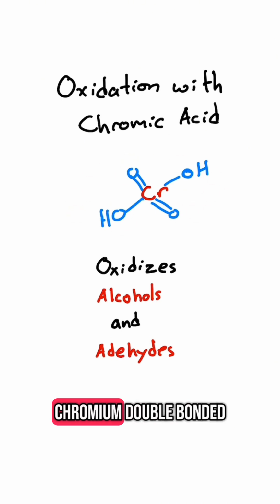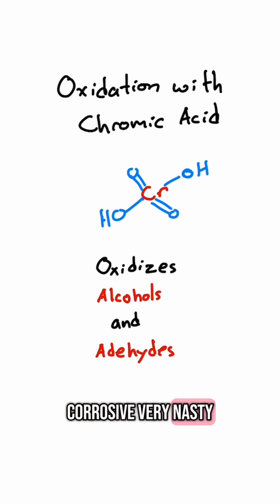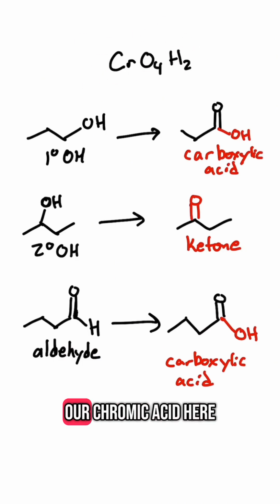And it's a chromium double bonded to an oxygen, and then with two OHs. And it's very corrosive, very nasty, very acidic. Don't get it on your skin, but it oxidizes things great. And it oxidizes alcohols and aldehydes. And we're going to go over how to use it and some rules it follows so you can use it in your synthesis. So we have our chromic acid here.